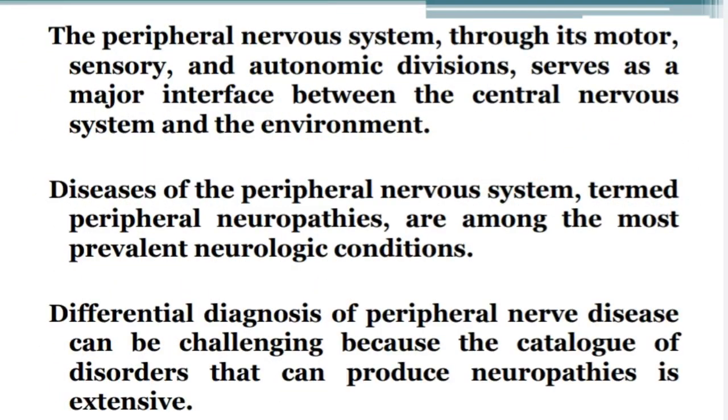The peripheral nervous system, through its motor, sensory, and autonomic divisions, serves as a major interface between the central nervous system and the environment. Diseases of the peripheral nervous system, termed peripheral neuropathies, are among the most prevalent neurological conditions. The differential diagnosis of peripheral nerve disease can be challenging because the catalog of disorders that can produce neuropathies is extensive.